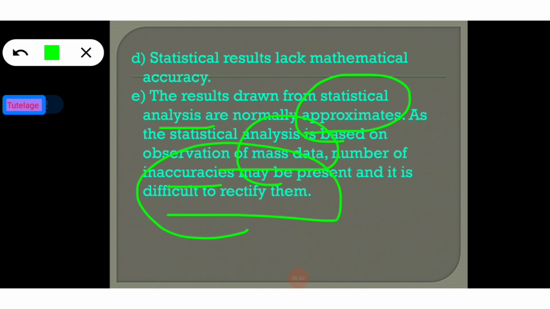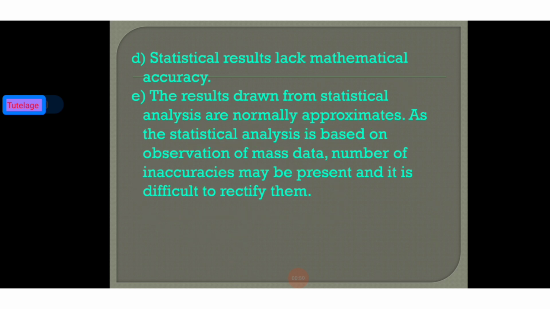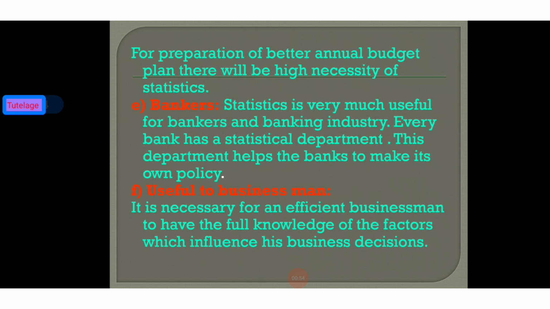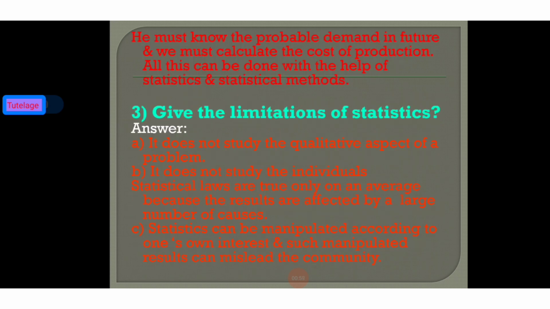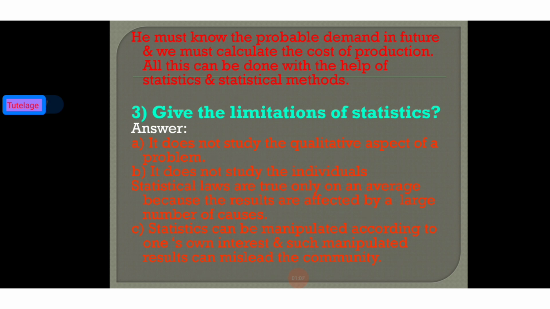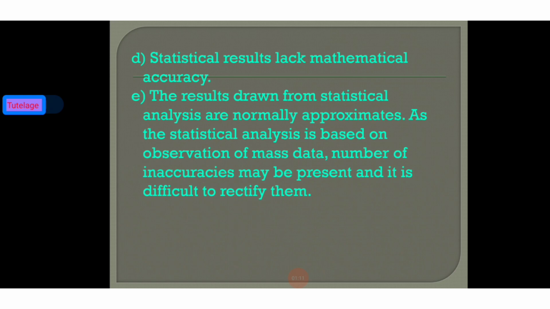So it has mathematical inaccuracy, and that's why statistics can be manipulated. I think this is clear. That manipulated thing can mislead the community. So I think the limitations of statistics are clear to everyone. Now move on to the next question.